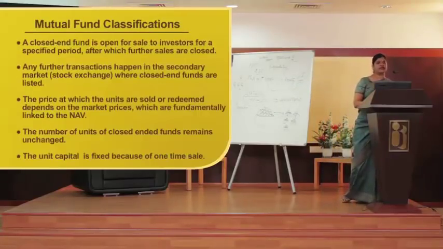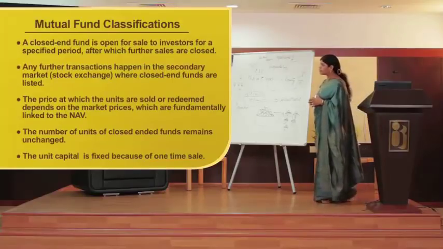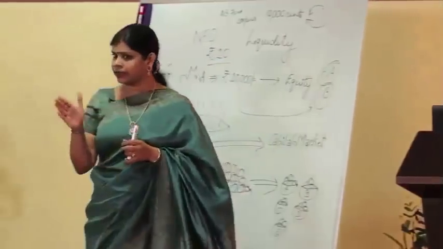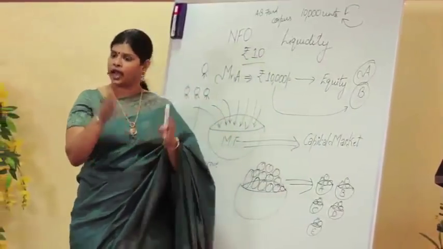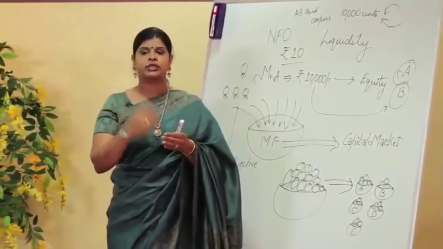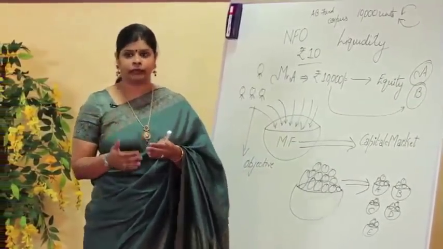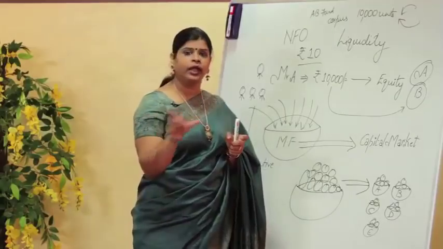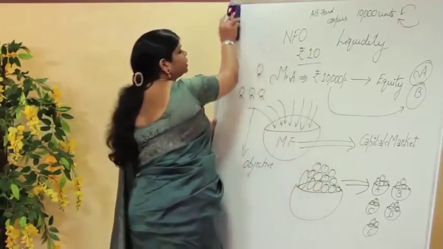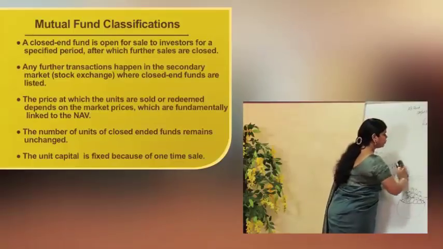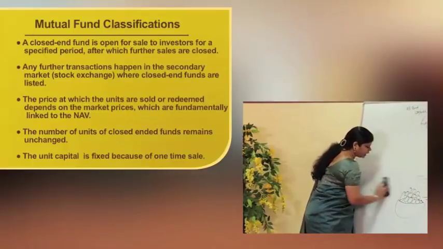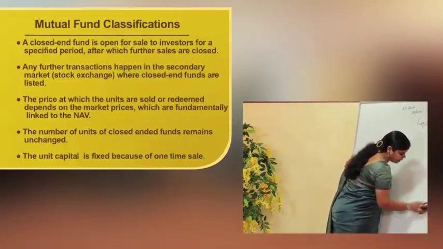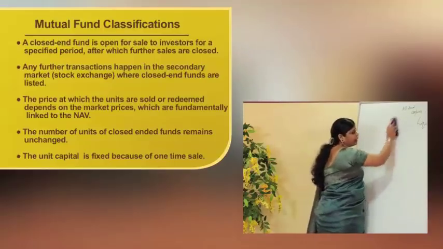Now what are closed-ended funds, friends? A closed-ended fund is open for sale to the investors for a specified period, after which further sales are closed. Now what is the basic difference? In open-ended funds, after the NFO is launched, after 30 days, once they are declared open, buying and selling can take place. But in closed-ended funds, there is only a specific period, let's say a month's time. I say that it is open for 1 month. So for 1 month, anyone who wants to invest or purchase units in that particular fund can come as a buyer.